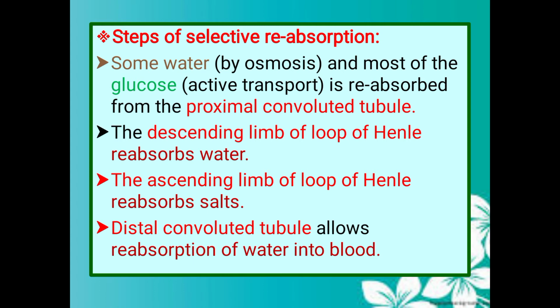The second is the descending limb of Henle, and what does it reabsorb? It reabsorbs water. The third one is the ascending limb of the loop of Henle, and this reabsorbs salt. And the last part of the renal tubule is the distal convoluted tubule, and it allows the reabsorption of water into blood.